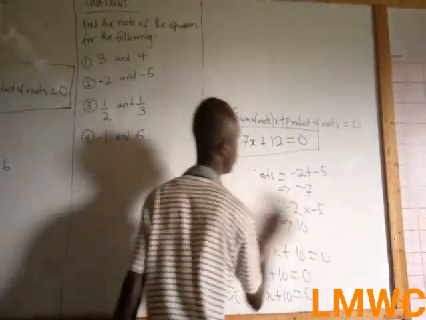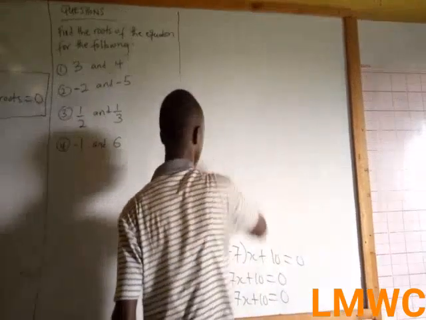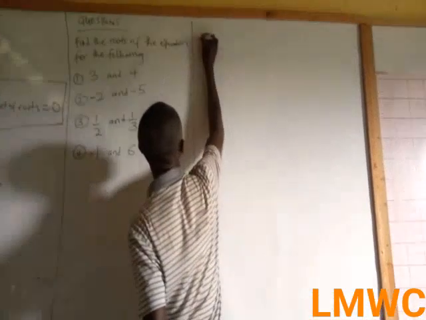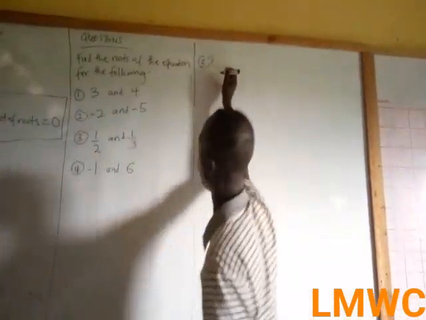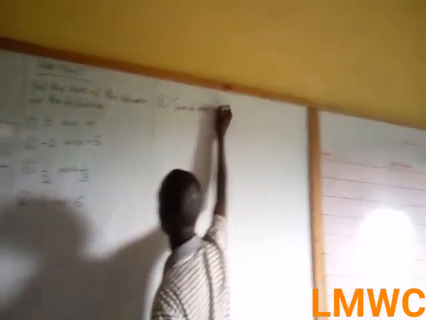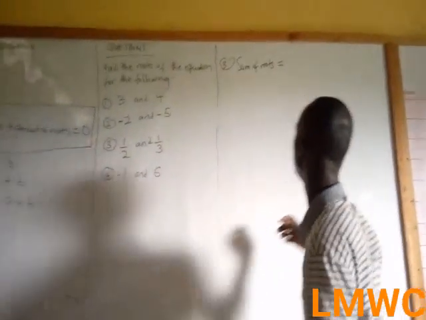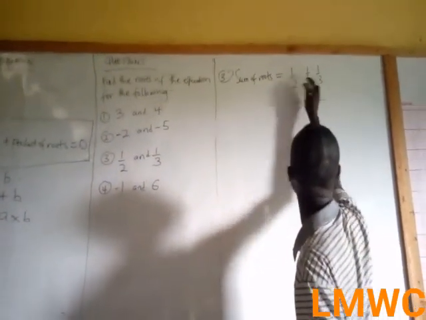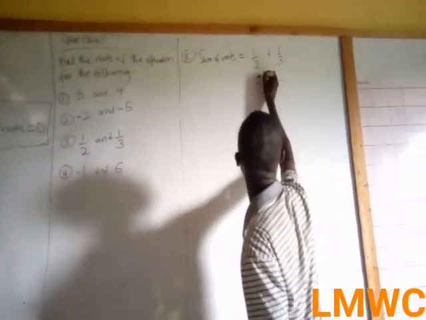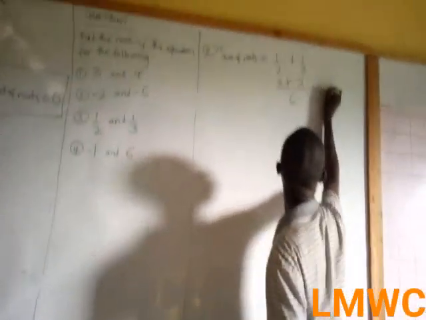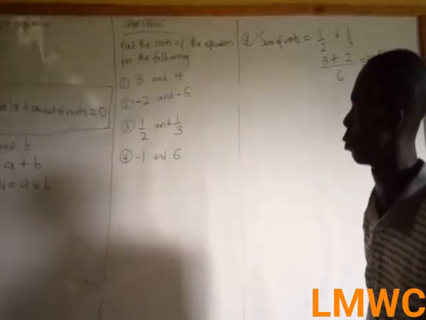Let's move on to the third question. So we have 1/2 and 1/3. The sum of roots. It's not always that they will give you whole numbers. They can give you fractions. So it becomes 1/2 plus 1/3. What is the LCM? LCM is 6. 2 goes into 6, 3 times. 3 times 1 is 3. Plus 3 goes into 6, 2 times. 2 times 1 is 2. So we have 5/6 as our sum of roots.